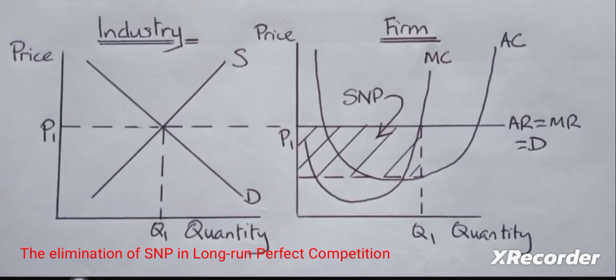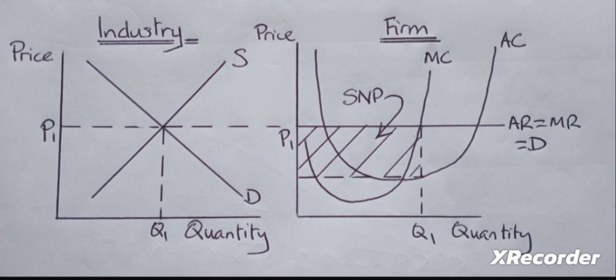The situation shown here is the short-run equilibrium position in perfect competition. And the price, of course, is set by the industry. The interaction of supply and demand results in a price of P1. The firm, as we know then, is the price taker, not a price maker. So it has to accept that price of P1, which it is happy enough to do here, because as you can see, that results in the supernormal profit that is indicated.